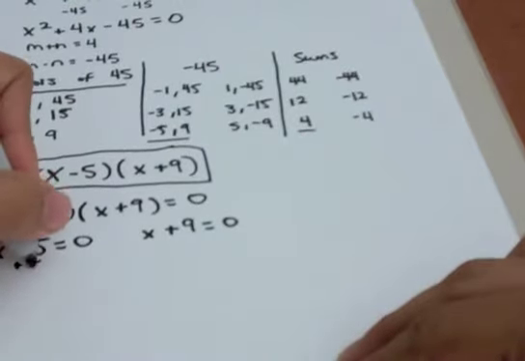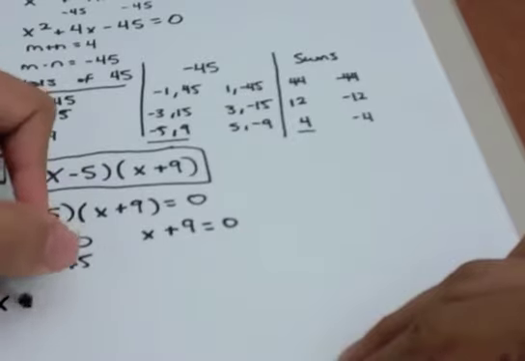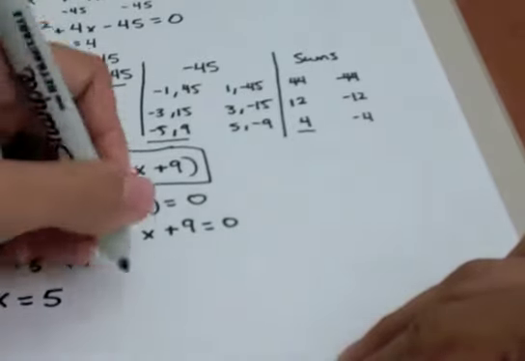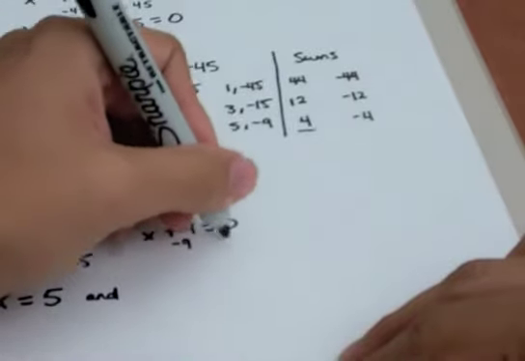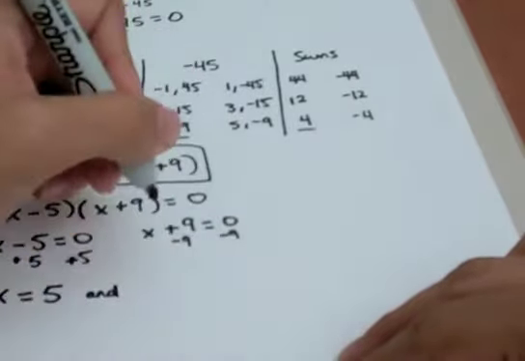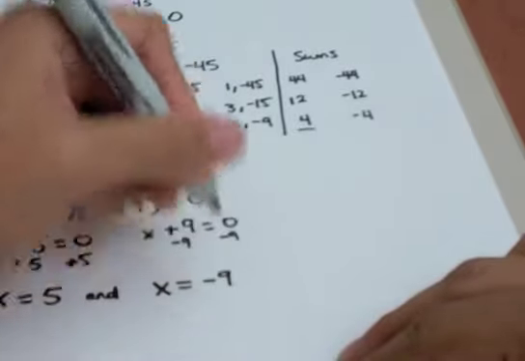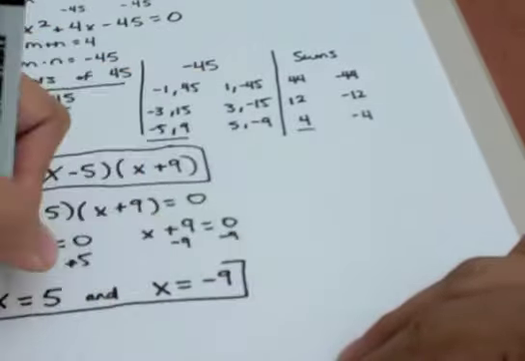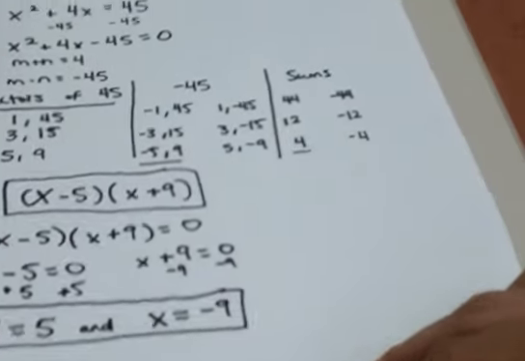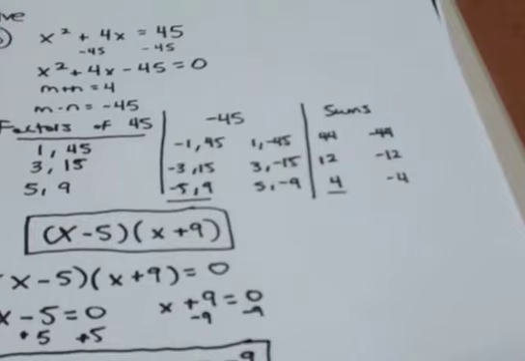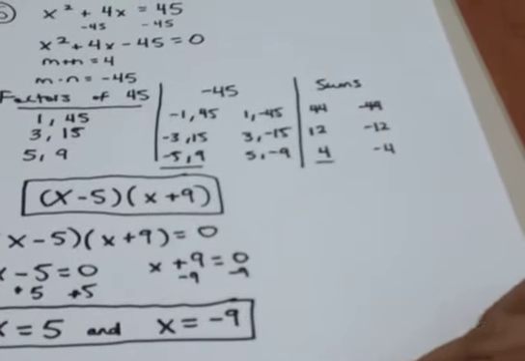Add 5 to get rid of both of these. So this is x equals 5. And subtract 9 from both sides to get rid of the 9s. That is the final solution when you're asked to solve, keyword being solve, for this particular quadratic equation.